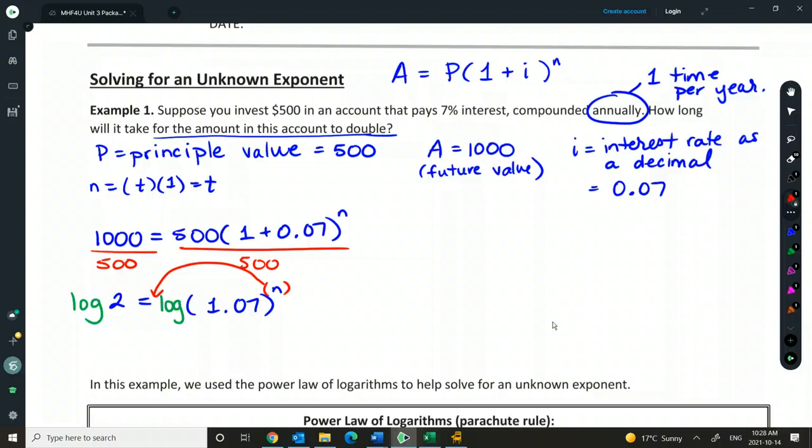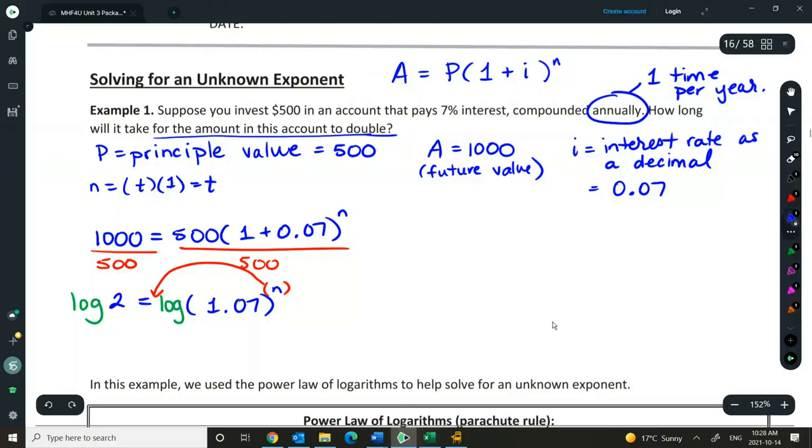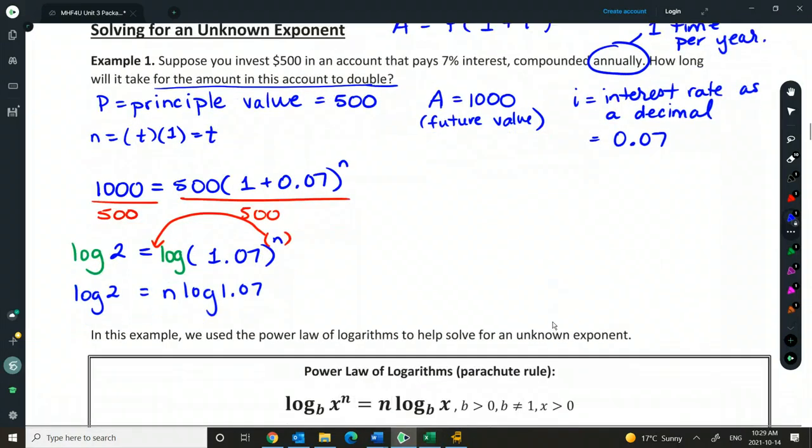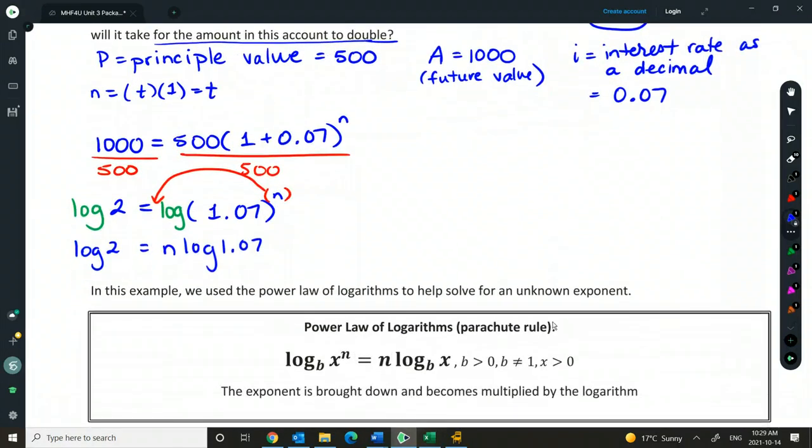I just told my grade 11s, just trust me, it works. But we'll explore a little bit more why this is true, and it's connected to the idea of logarithms and exponentials being inverses, right? So we're going to have log 2 equals n times the log of 1.07. You can put it in brackets, you can drop the brackets, it doesn't matter, it's just a single value. And then I just need to get the n by itself. So if I'm doing n times the log of 1.07, what can I do to get n by itself?